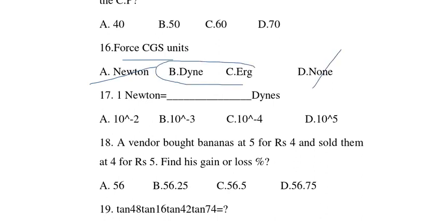1 Newton is equal to how many dynes? 10 to the power of 5 dynes. Option D is the correct one.